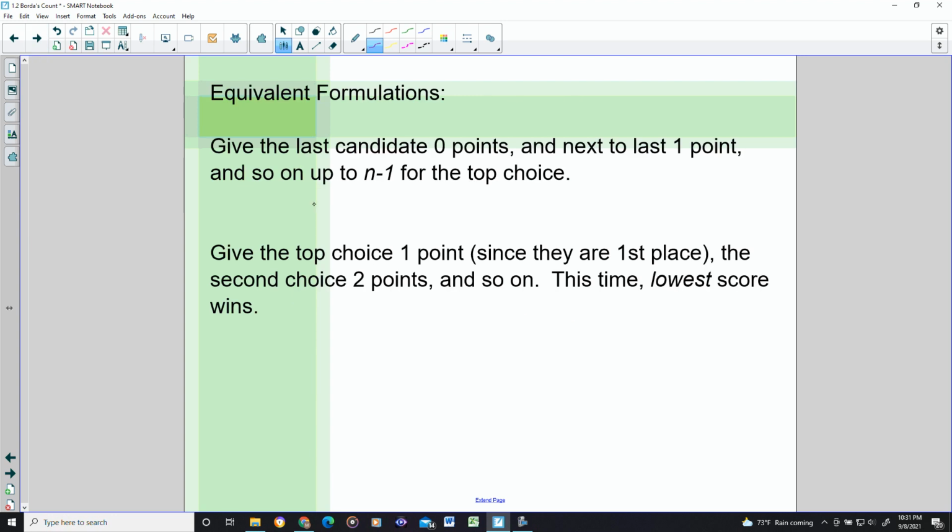The other equivalent formulation: give the top choice 1 point since they are in first place. The second choice gets 2 points for second place, and so on and so forth. And this time, the lowest score will win. This is by far the easiest way to do it. Now, again, it doesn't matter which way you use, because whichever formulation you use, they will always agree on the winner at the end. You won't have any problems there. What you're just looking for is the ease of use.